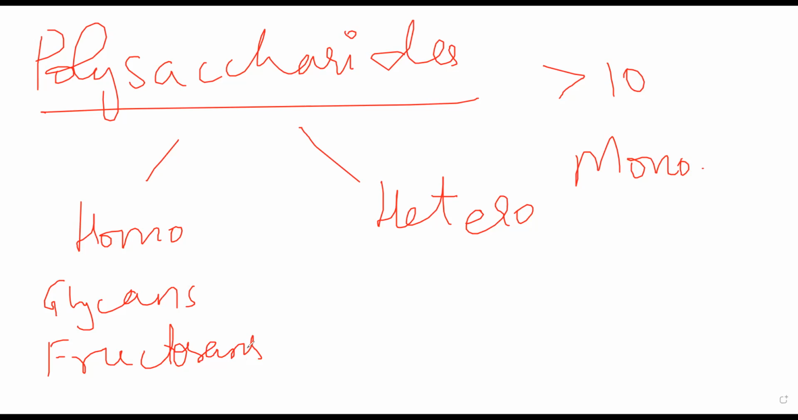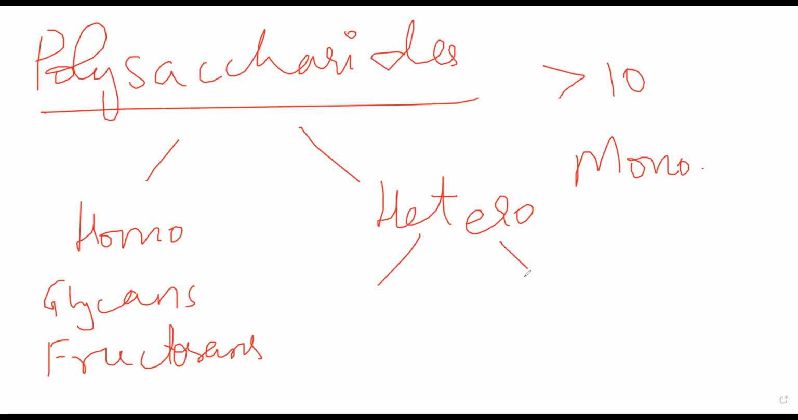Then we have heteropolysaccharides. Heteropolysaccharides are where you have two different types of sugar units attached with each other. ठीक है. For example, आपके पास है cellulose, hemicellulose. ठीक है. Hyaluronic acid. ठीक है.